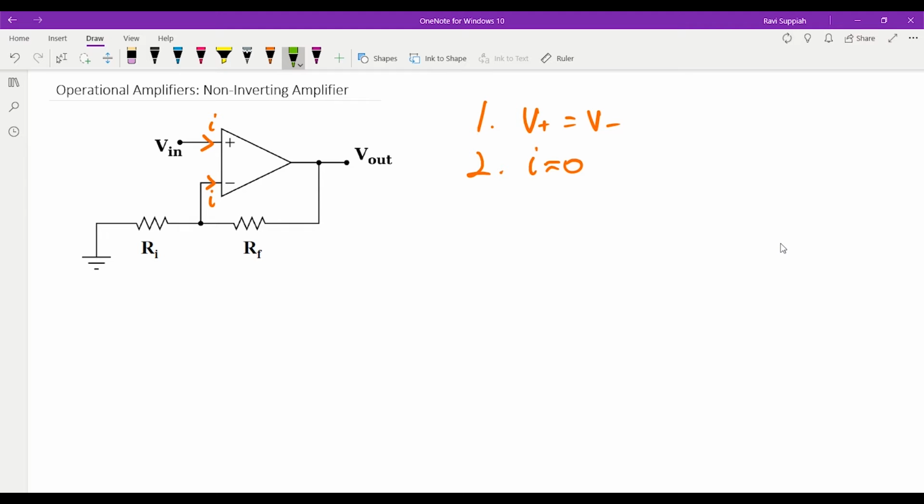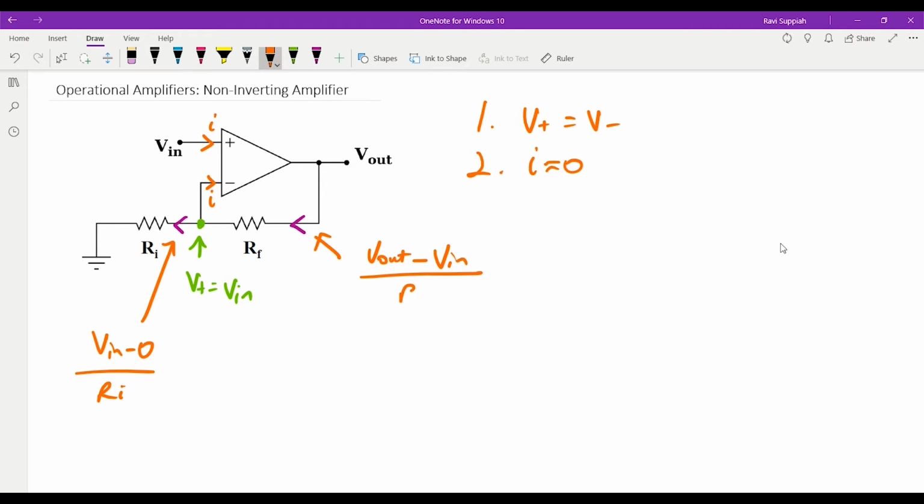Now let's look at this circuit setup. Applying golden rule 1, since V plus is equal to V minus, the node over here is also equal to V plus, which is equal to V in. Since no current flows into the op amp's input terminals, whatever current is flowing through RF is also the same current flowing through RI. Let me define the equations for these two currents. This current is V in minus 0 over RI, and this current is V out minus V in over RF.